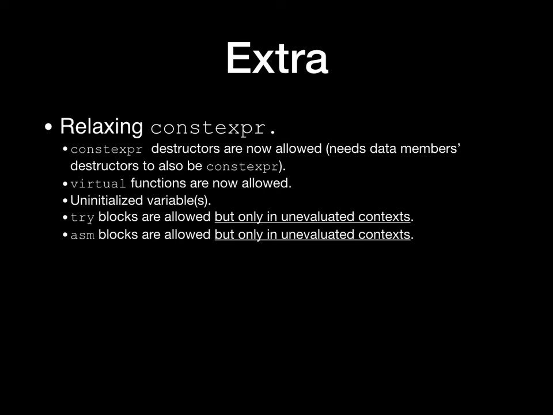So a constexpr function can run at compile time or at runtime, and you can have an if statement that will check std::is_constant_evaluated, which is a compiler helper to tell you if you're running the function at compile time or at runtime. And the try and asm blocks can be in a constexpr function, but they should only be reached if we are at runtime, never at compile time.